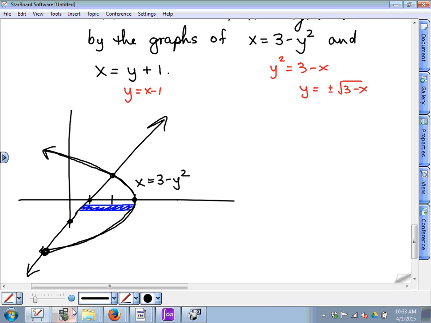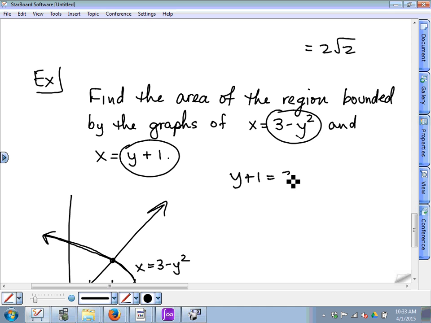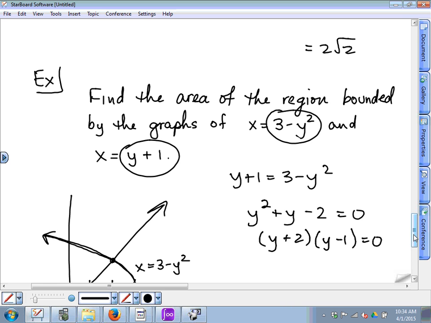In the last problem we did, how did we find bounds of integration? The two equations equal to each other. So I'm not going to use the red ones because we solved for y in those cases. I'm going to use the ones we originally had. I'm going to take this expression and this expression and set them equal to each other. So y plus 1 equals 3 minus y squared. Add the y squared over, subtract 3, you're going to have y squared plus y minus 2. And we already did that one. Yeah, we did, didn't we? This is, make sure I get it right this time, y plus 2 and y minus 1.